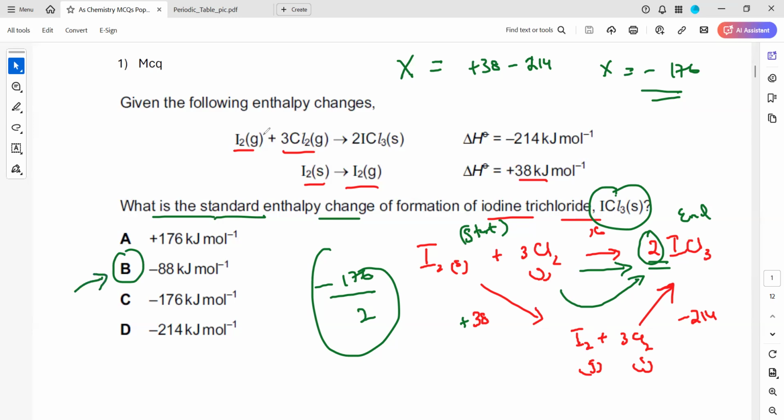Is it clear, this one? Because the question was for 1 mole, that's why we have to divide. If, let's say, it was 5 moles written here, then we would divide the final answer by 5, because standard enthalpy change is always the energy for a single mole, 1 mole.